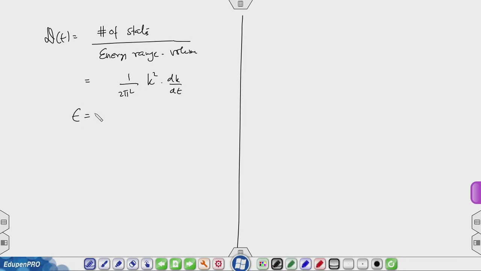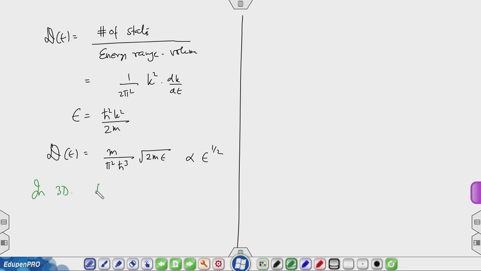E is h cross square k square over 2m. You substitute all this in and you get D(E) equals m over pi square h cross cube square root of 2mE, proportional to epsilon raised to 1/2. So, in 3D, density of states is proportional to epsilon raised to 1/2.